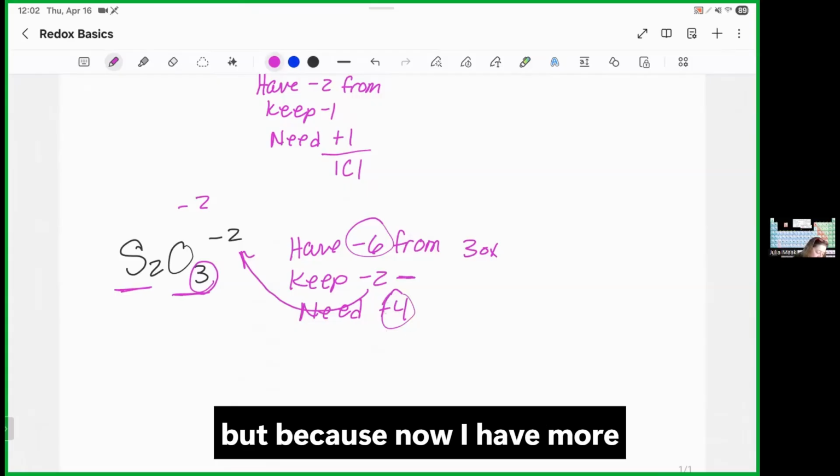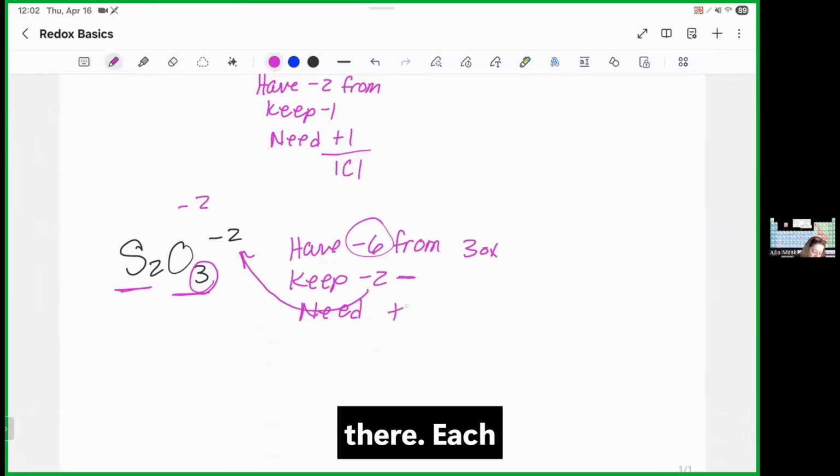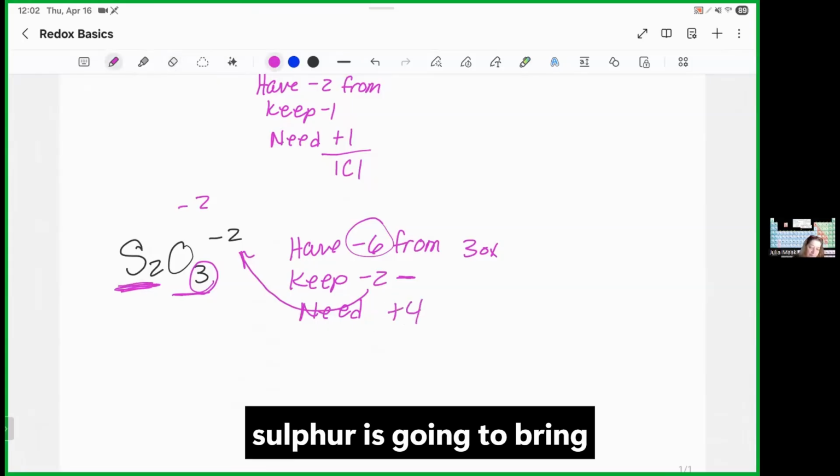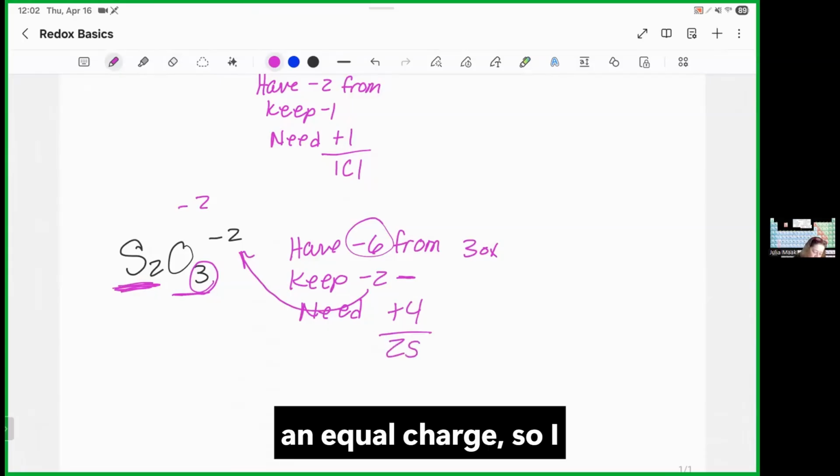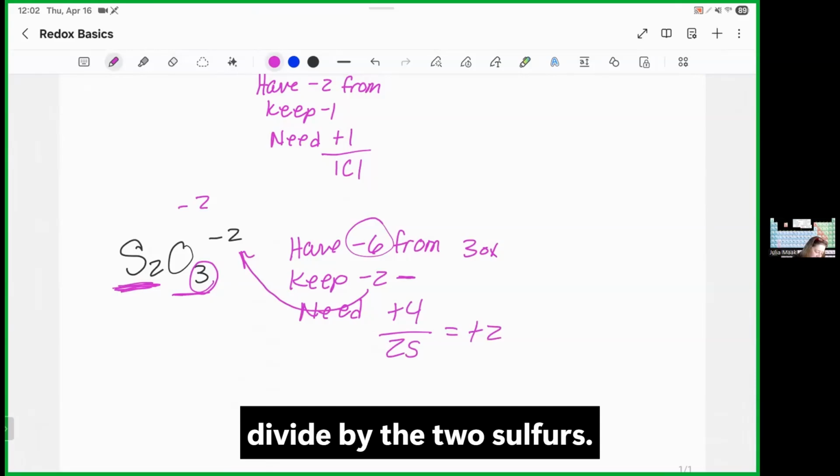But because now I have more than one of those atoms there, each sulfur is going to bring an equal charge. So I divide by the 2 sulfurs. So each of those sulfurs is a +2.